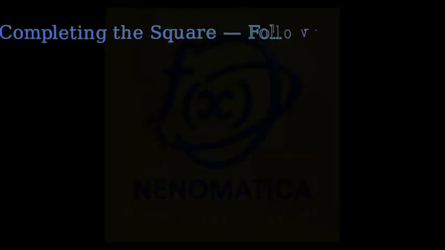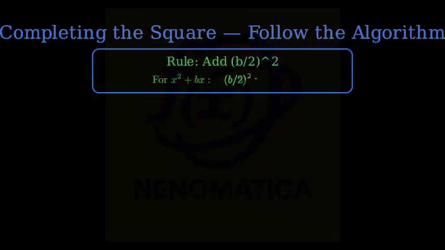In this lesson, we will complete the square for 3 expressions, exactly following the same two-step algorithm. Compute b over 2 squared, then add that value and rewrite as a perfect square. The rule when the leading coefficient is 1 is add open parenthesis b over 2 close parenthesis squared. First expression: x squared minus 16x.